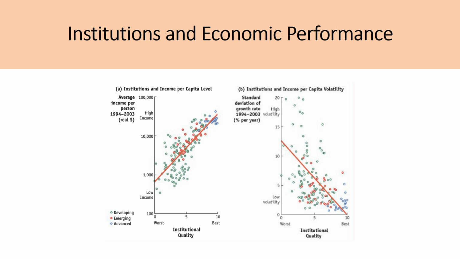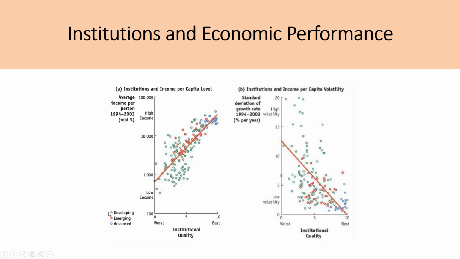And so looking at institutions and economic performance, so just relatively comparing the average income per person relative to institutional quality in a certain country, whether it's developing, emerging, or advanced, as there is higher income per person, the quality of institutions also increases. Whereas with institutions and income per capita volatility, as volatility increases, the institutional quality decreases, and therefore developing markets are much more found in that area.